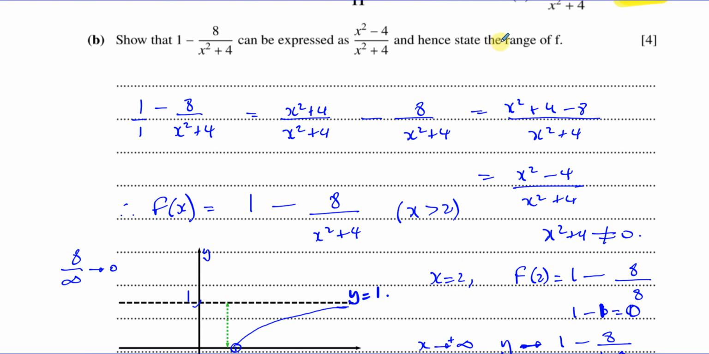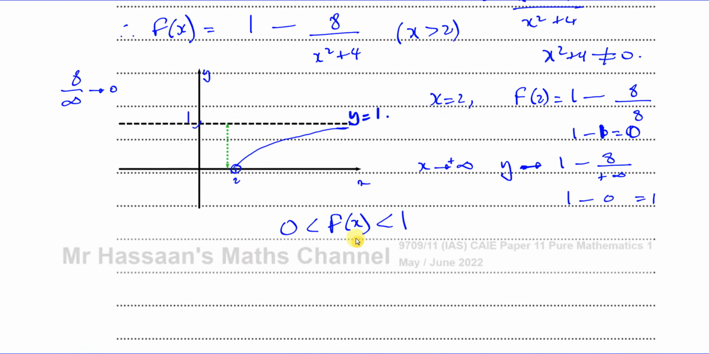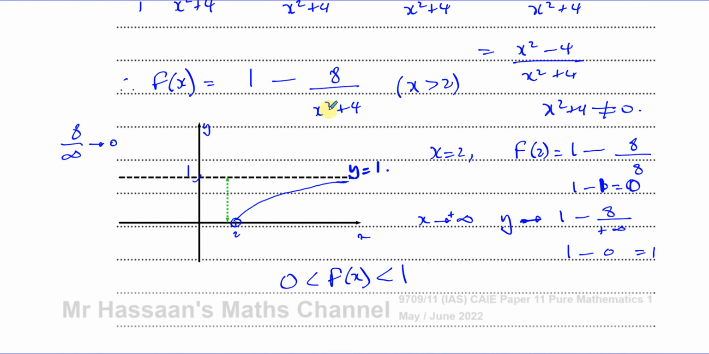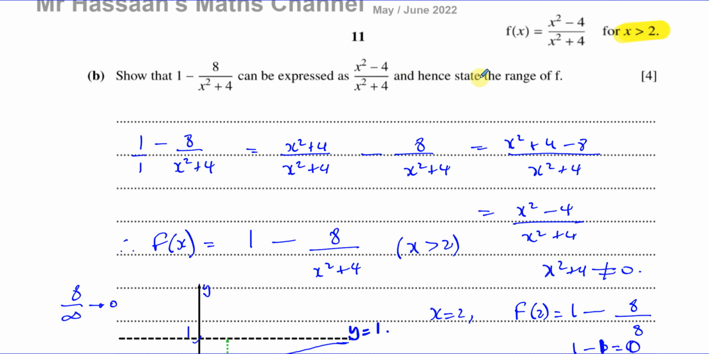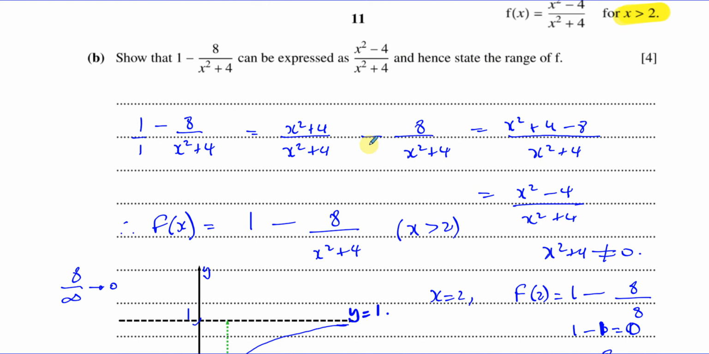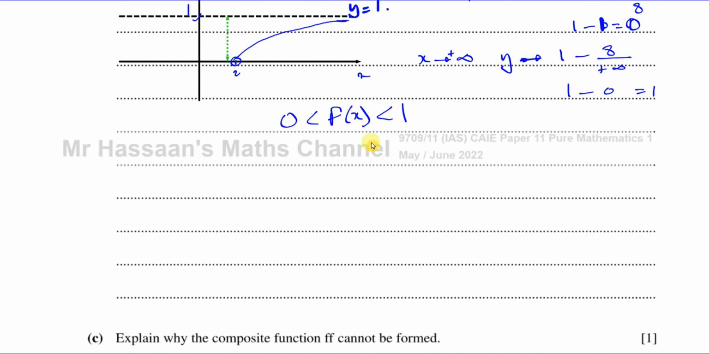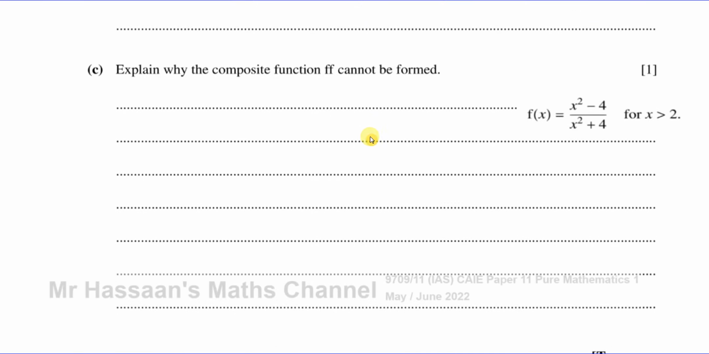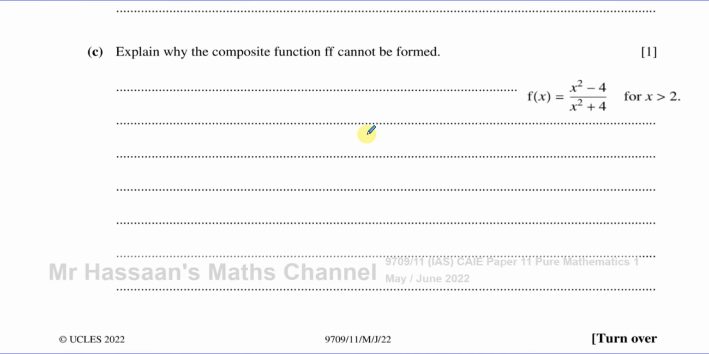It says, and hence state the range of f. So if you just thought about it in your head and wrote the answer down, that would get you the full marks. You don't have to show any reasoning for it. It's just state the range of f. Okay, but it's good to understand why. So that's part B. Now for part C, explain why the composite function ff cannot be formed.